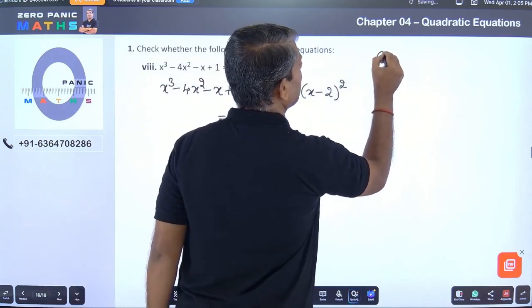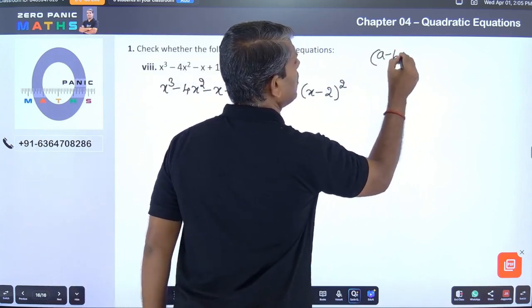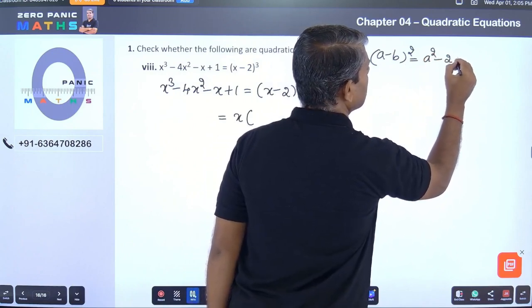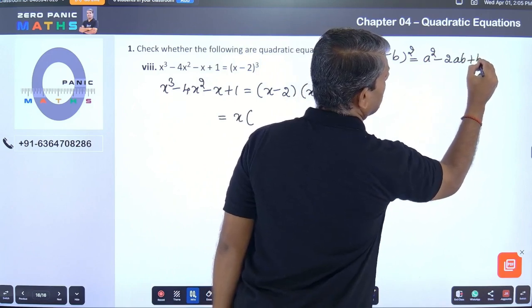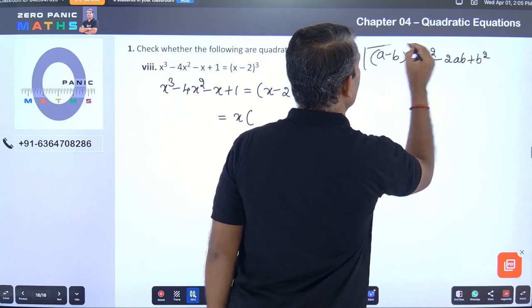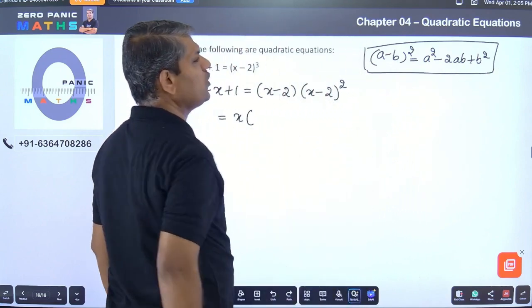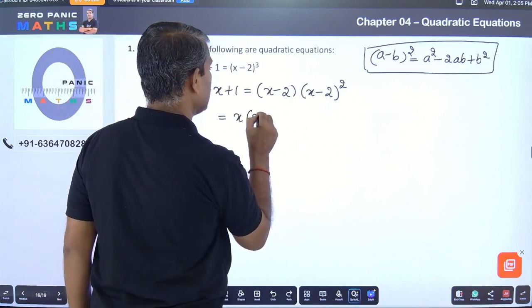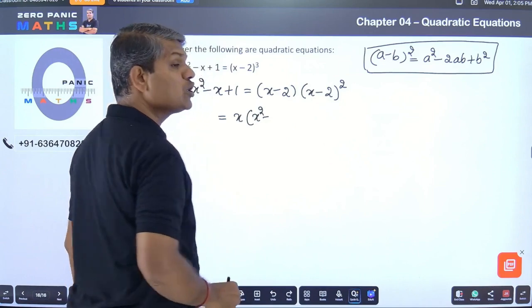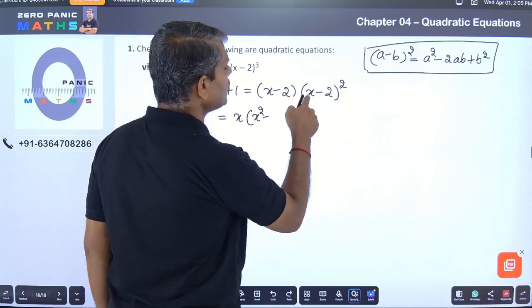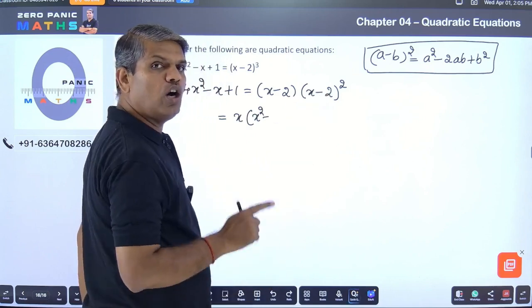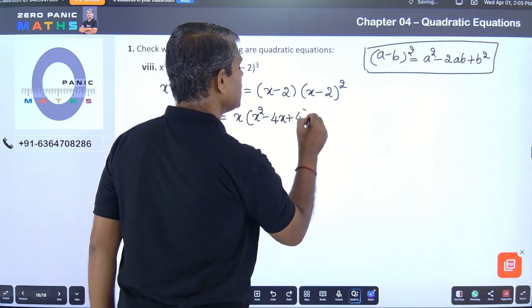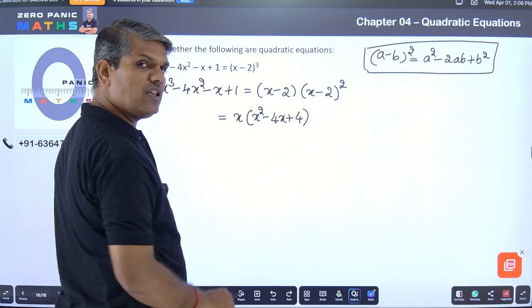Let me write that here if you want. A minus b whole square is equal to a square, the middle term will be minus. Don't get confused, the middle term will be minus. So it is a square minus 2ab plus b square. So what is a square? It is x square minus 2ab. 2a is 2x, b is 2. So minus 4x plus 4, that is b square, right?